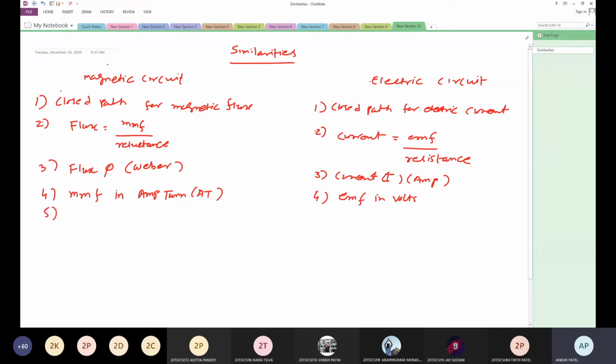Then reluctance S is equal to L upon mu 0 mu R A, and the unit of reluctance is ampere turn per Weber. Here we have resistance, R equal to rho L by A, in ohm. Now, next similarities.